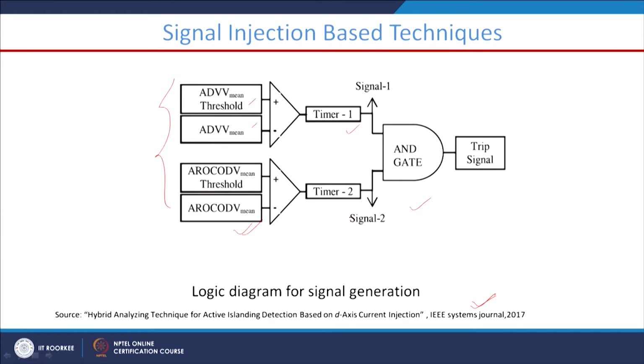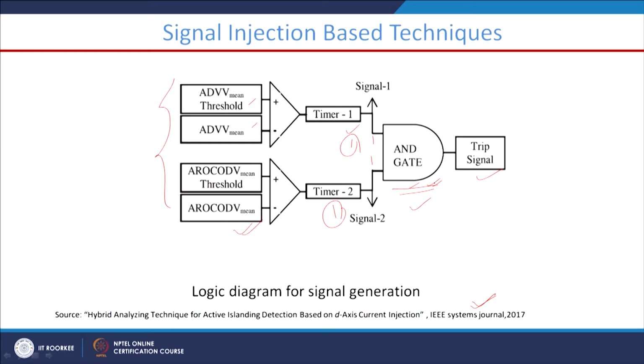Similarly, if the value of this particular feature exceeds the threshold, then this signal will be given to this AND gate, right. So, this AND gate means if this timer output is 1 and this timer output is 1, then only will this AND gate operate and the trip signal be generated. That is the meaning of this AND gate.